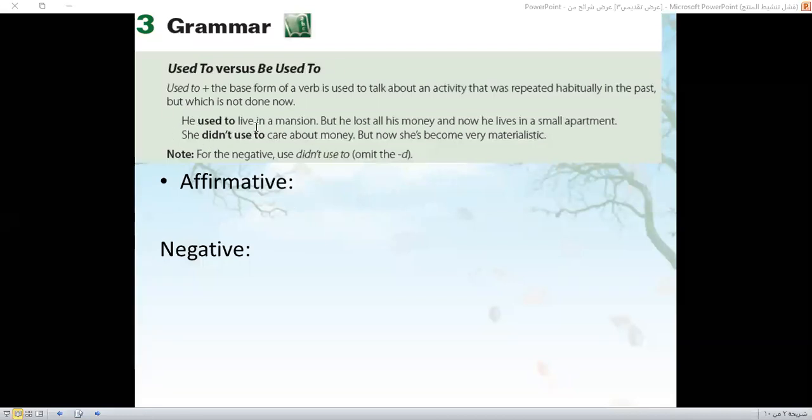So he used to live in a mansion, but he lost all his money and now he lives in a small apartment. He used to live in something and then he lives in a small apartment. She did not use to care about money, but now she has become very materialistic. Now, when I have used to, can I make it into a negative form?